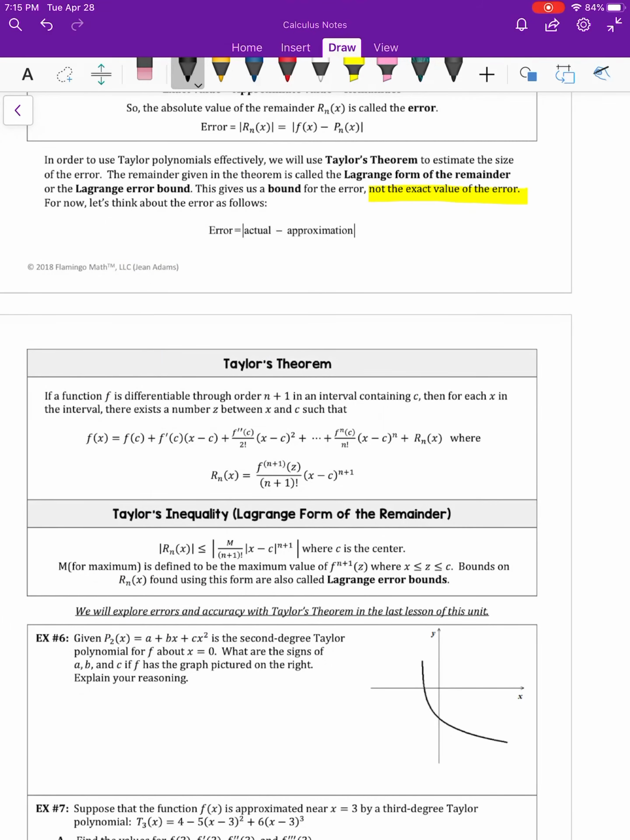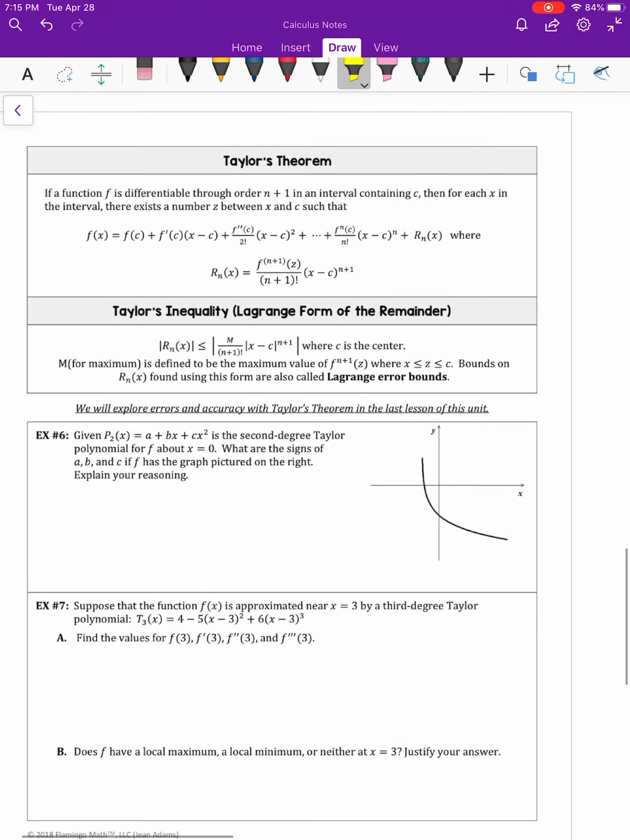For now, let's think about the error as follows. The error is the absolute value of the actual minus the approximation. Again, another good thing to remember.